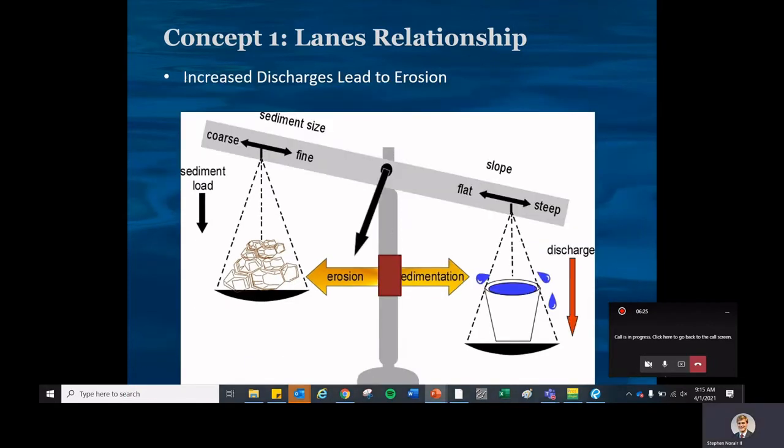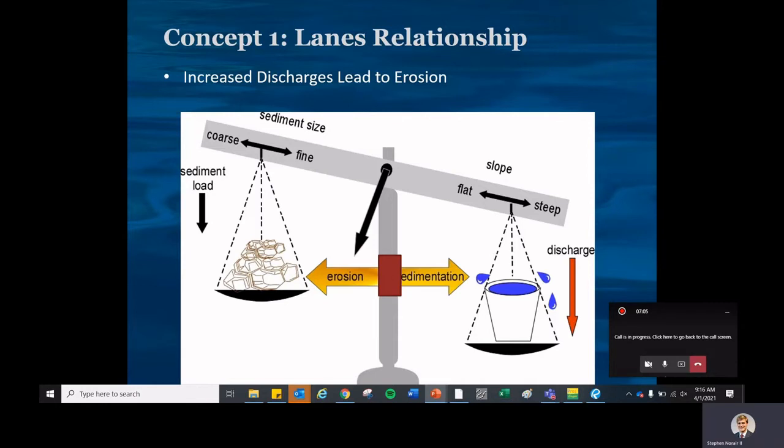So to go through a situation here real quick, say you have your watershed system, and then you put in a new development, and there's now an increase in discharge. So on the right side of this balance, it gets heavier. You can see the arrow in the middle is now pointing to erosion, and that's because with that increase in discharge, the slope is going to want to adjust to accommodate for that change in discharge. That increase in discharge can be from channelization or a myriad of other things.